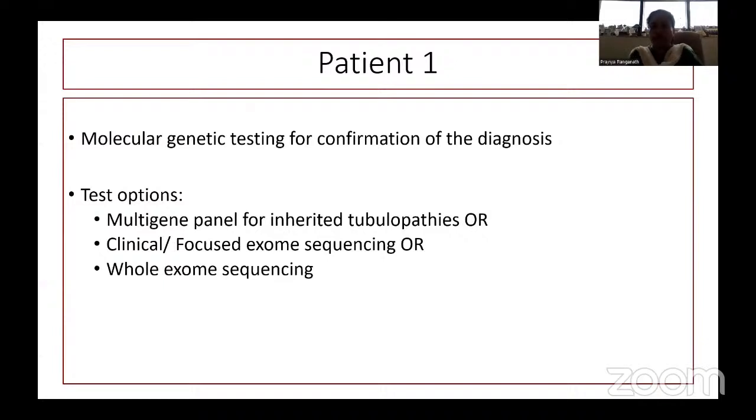But which broad spectrum testing would you go for? Would you go for a multi-gene panel or a clinical or focused exome sequencing or whole exome sequencing? So in this scenario, whole exome may not really be required. It would be okay to go with a multi-gene panel or a clinical exome sequencing because we have a specific set of conditions, a specific set of differentials in mind.